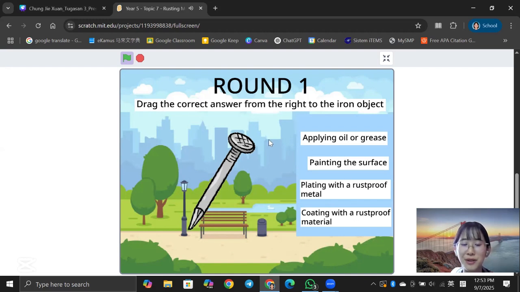So for nails, what can we do to prevent them from rusting? So definitely plating with a rust-proof metal, right? So let's put it.